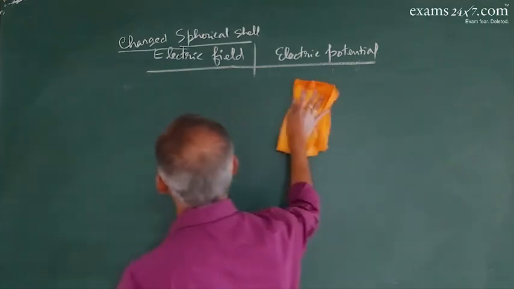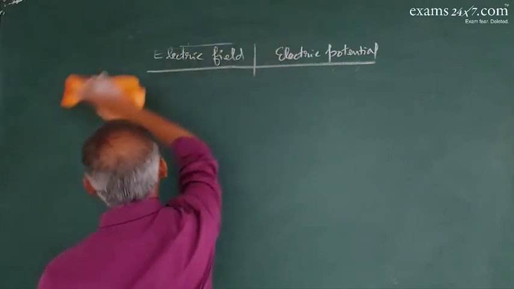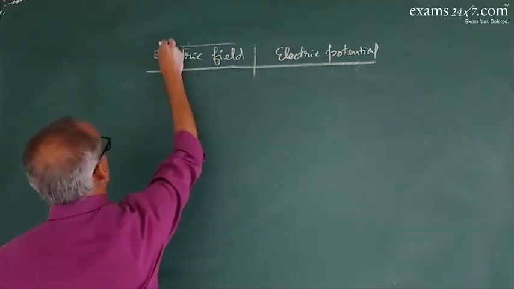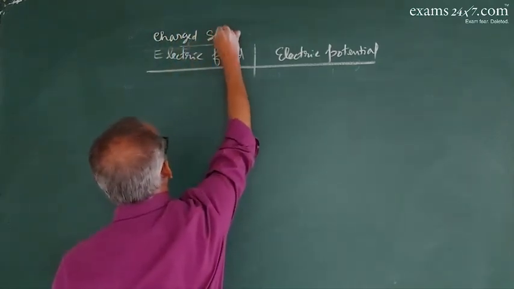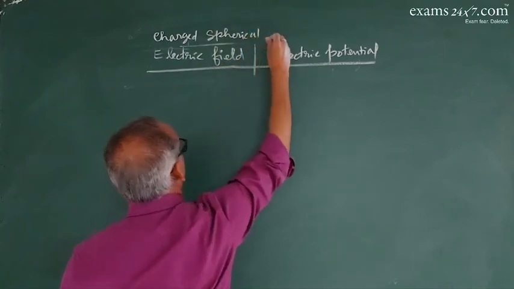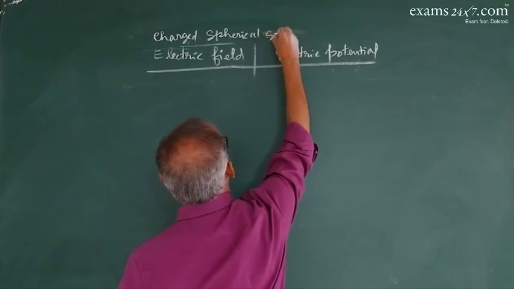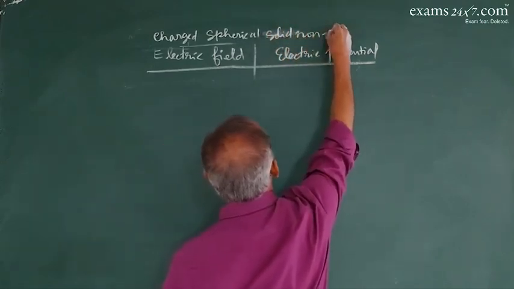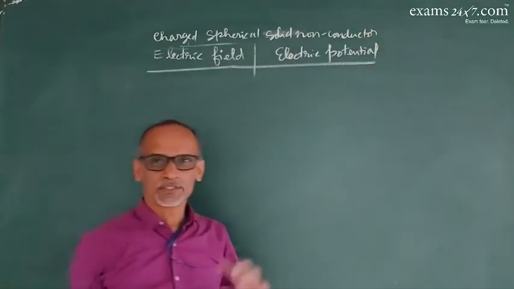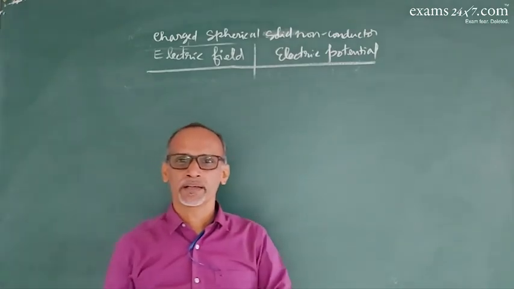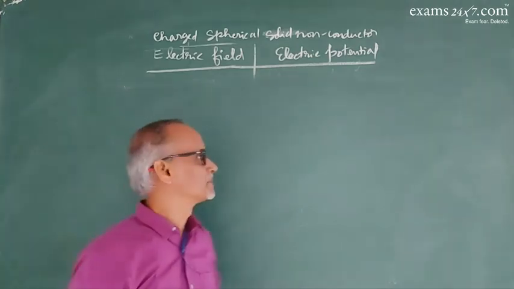We can write equations pertaining to the electric field and electric potential due to a charged spherical solid non-conductor. So, a uniformly charged sphere, it's a non-conductor and it is a solid. That means the charges are present even inside the sphere as well.